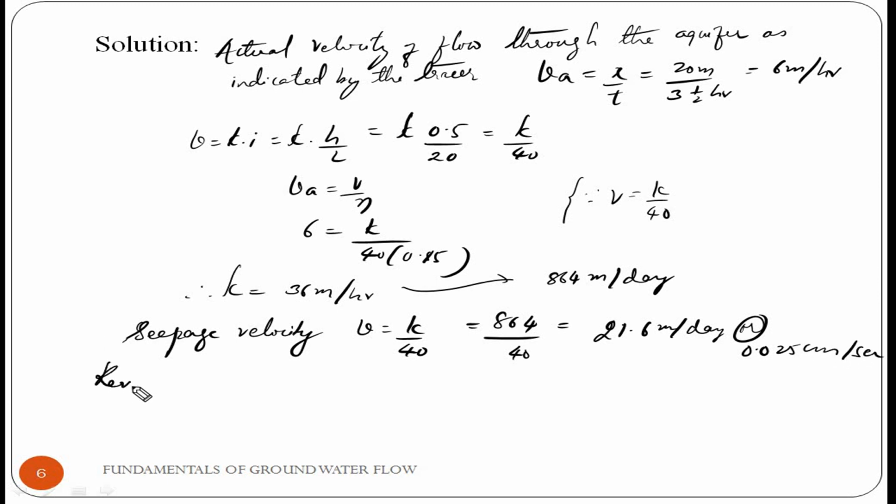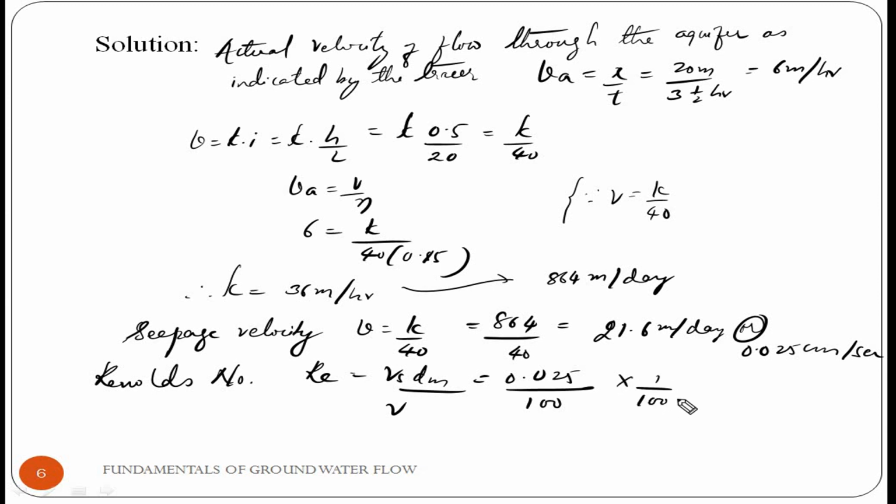So the Reynolds number, R is equal to Vs into dm divided by nu, which is 0.025 divided by 100 into 1 divided by 1000, which is coming around 0.3.